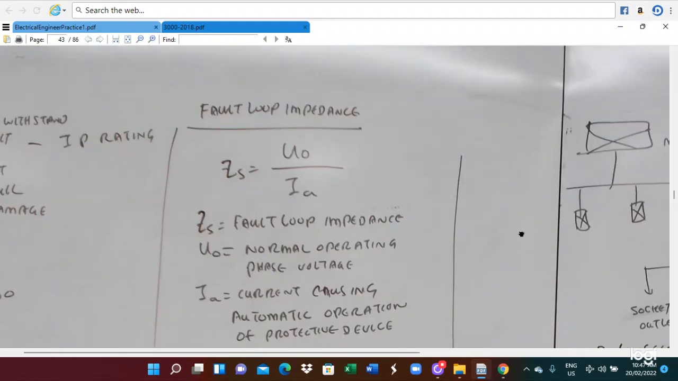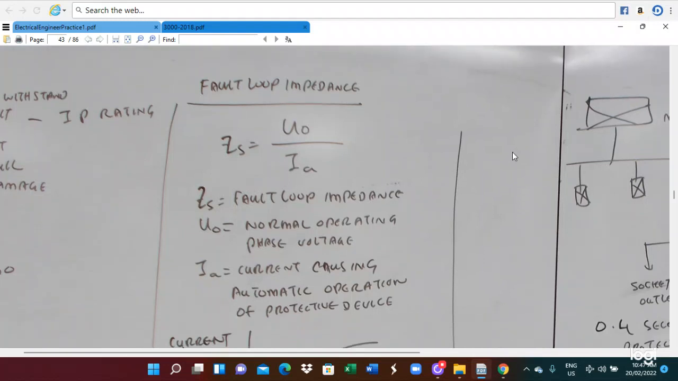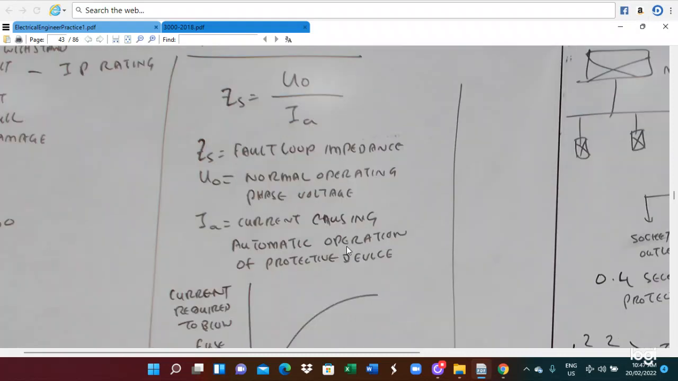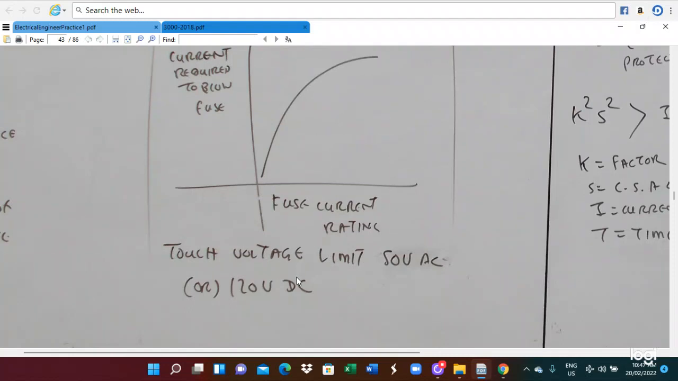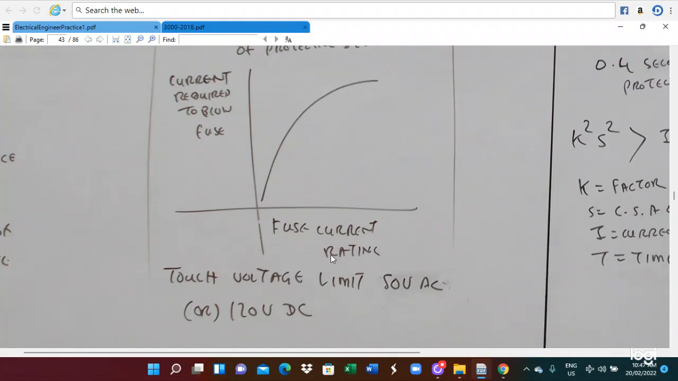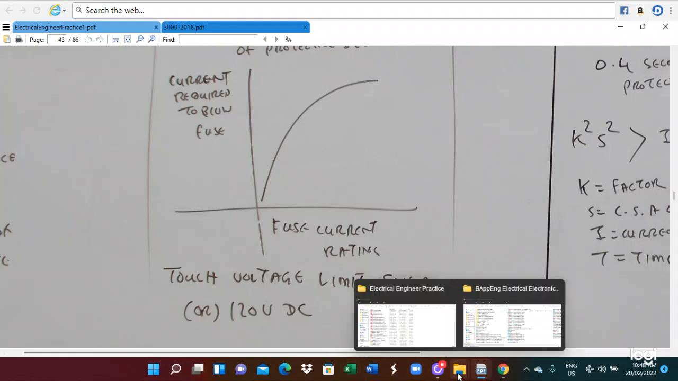The fault loop impedance is important because it determines the short circuit current value. The fault loop impedance Zs can be calculated as U0 divided by IA. U0 is normally our operating voltage. Zs is the fault loop impedance. IA is the current causing the automatic operation of the protective device. In this diagram, horizontal is the fuse current rating, vertical is the current required to blow the fuse. So this is the way we calculate it. The test voltage limit is 50 volts AC or 120 volts DC. So this is the way we calculate for the test voltage.